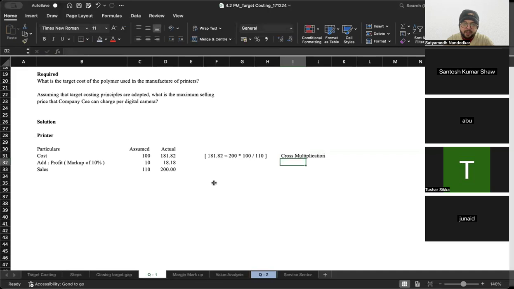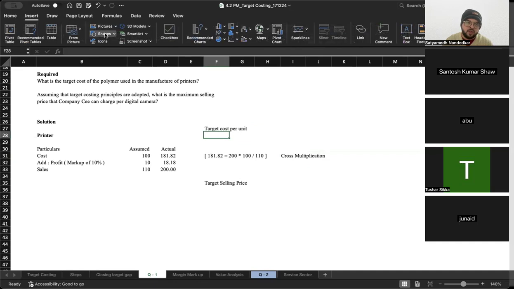200 is my target selling price and 181.82 is my target cost per unit. Okay, just make sure that you know which is which.